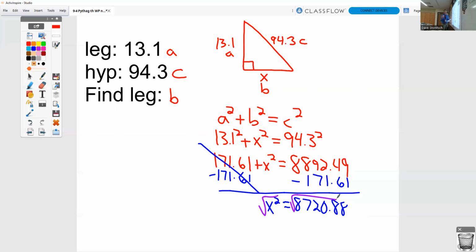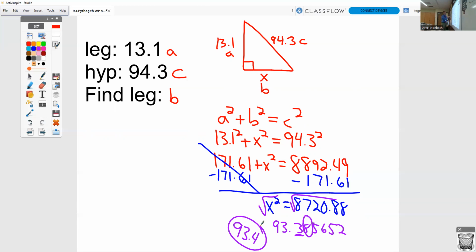Take the square root of both sides. So second button, X squared button, 8,720.88. Again, we get a big, long, ugly decimal, 93.385652. We want to round to the nearest tenth. The 3 is in the tenth spot. You want to look at the number that's after it. That's 5 or higher. So this 3 goes up to be a 4, and we get an answer of 93.4.